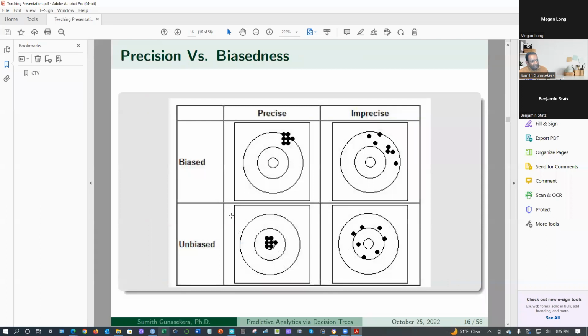And precision, these are very important. Bias and precision, this is the most important one. Unbiased and precise estimators. We learn about estimators. They have to be unbiased and precise.